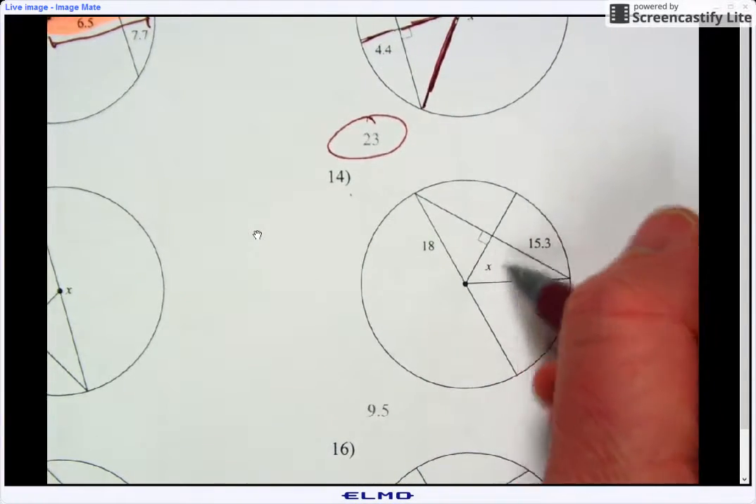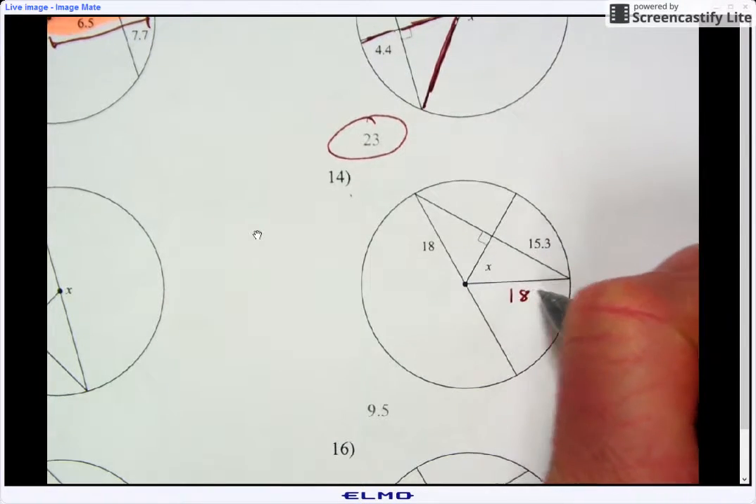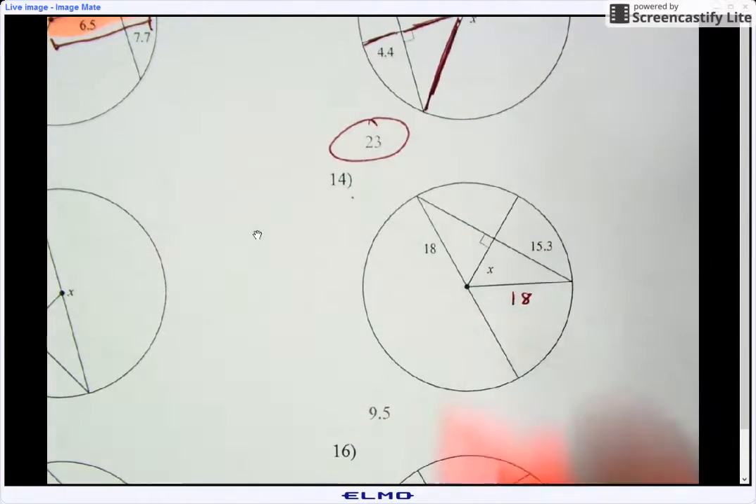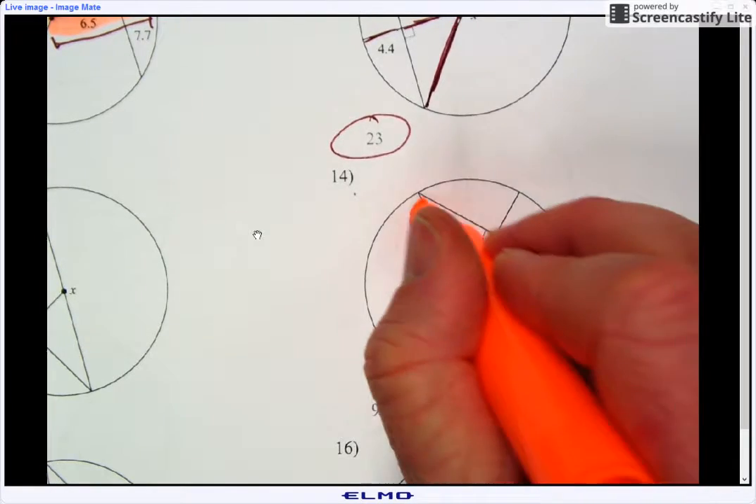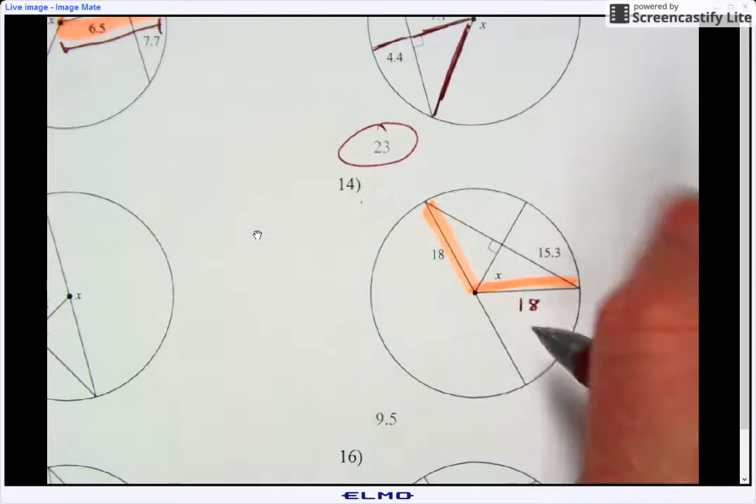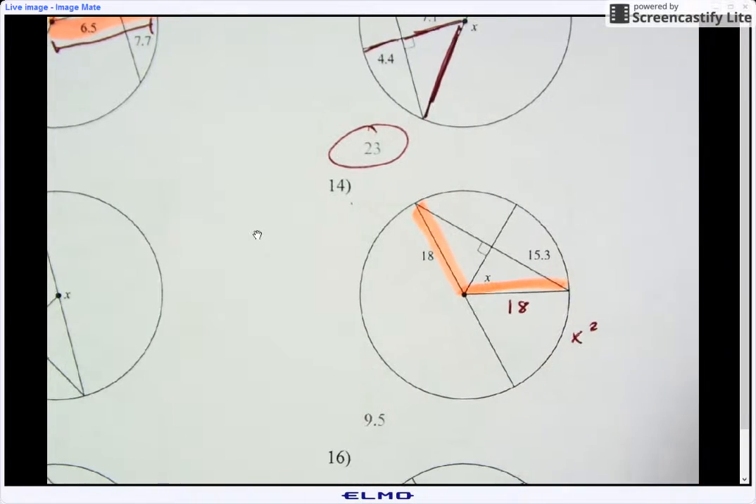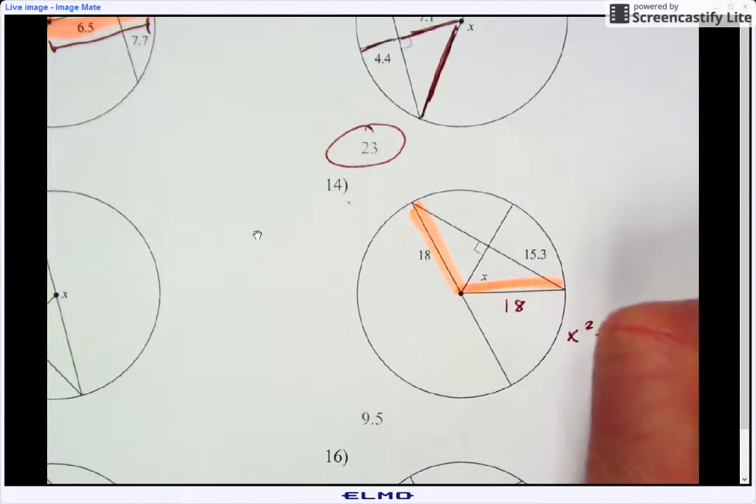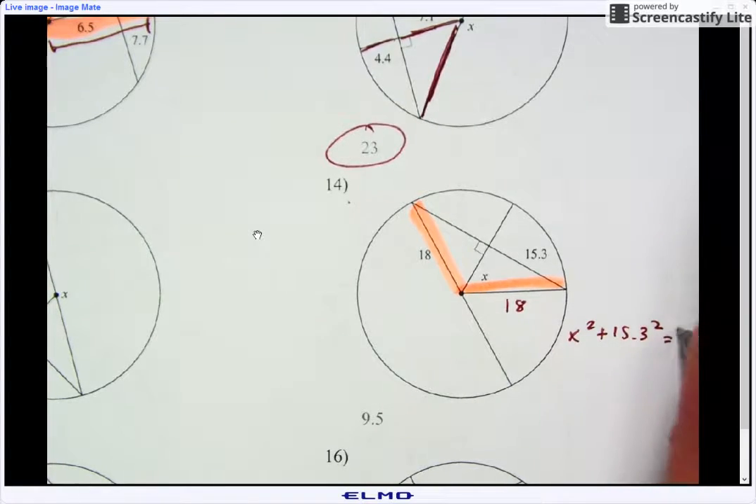Now we're back again to something different. Plug in what you know. Every radius is equal. So we have this radius here and this radius here. I can transfer that over there. X squared plus 15.3 squared equals 18 squared.